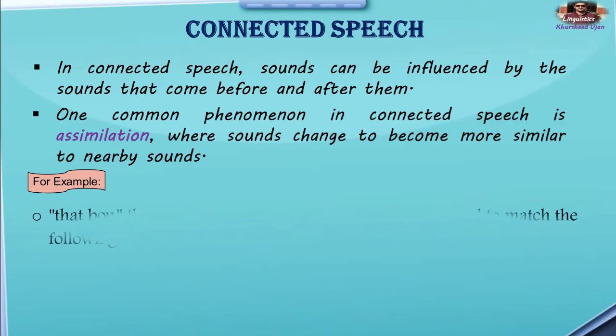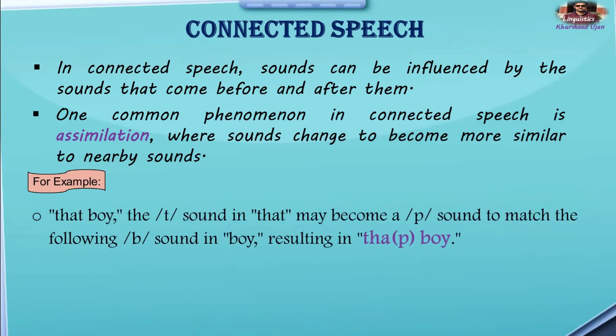For example, in "that boy," the t sound in "that" becomes a p sound to match the following b sound in "boy," resulting in "thap boy." So despite the fact that we use t, we sometimes use p in connected speech, between t and p. It is affected because of the very next phoneme, b.